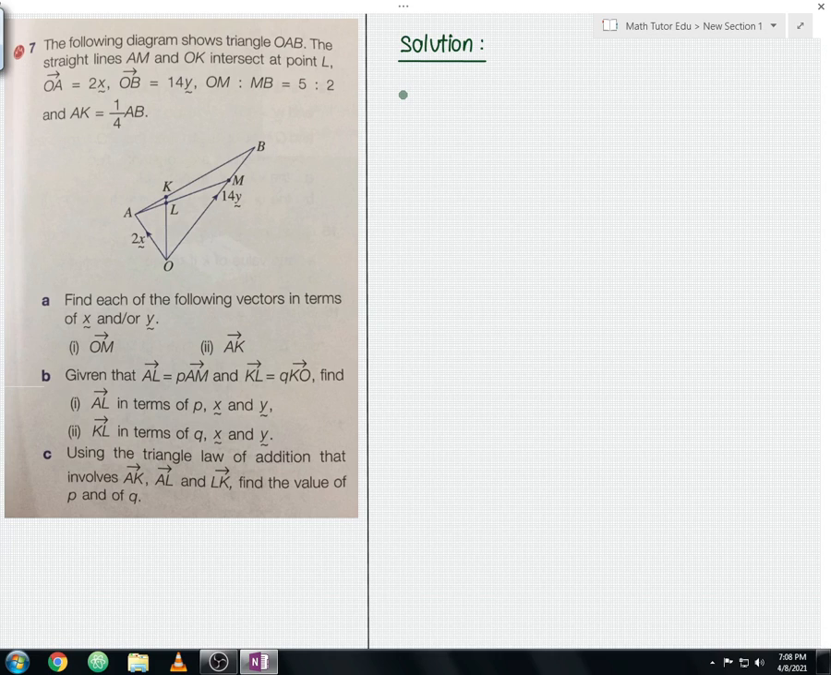Hello everyone and welcome to another AtMaths tutorial video. Now I'll be discussing Form 4 Additional Mathematics Chapter 8 Vectors HOTS question Example 4.